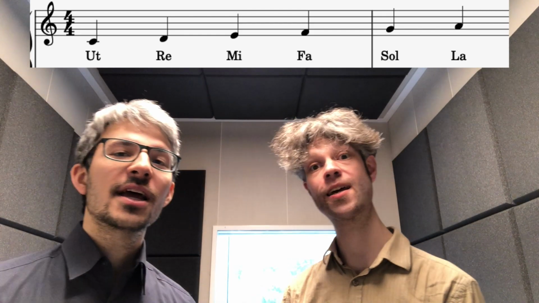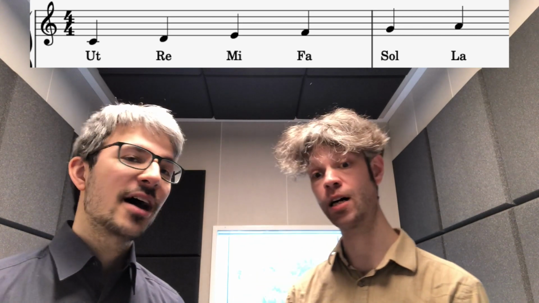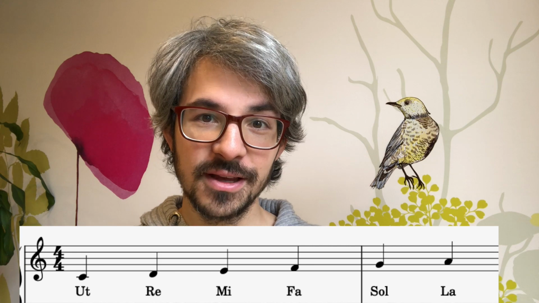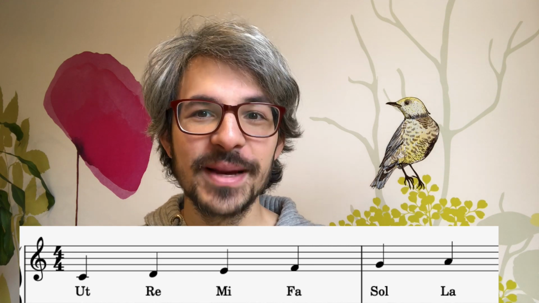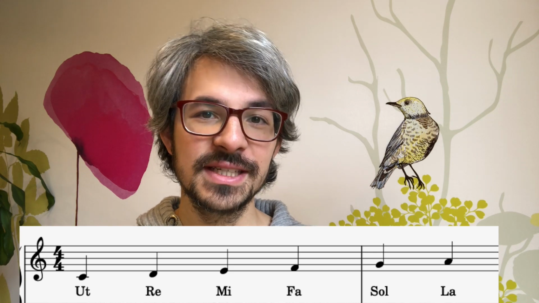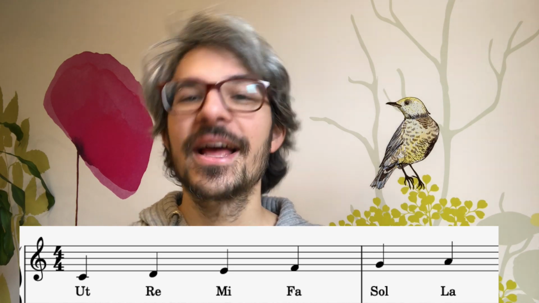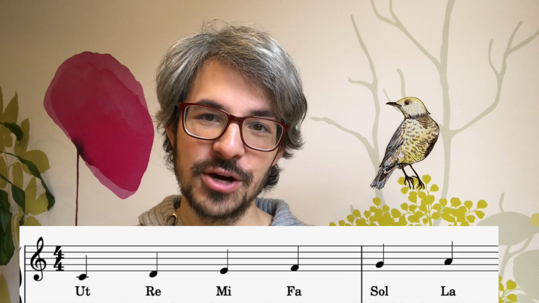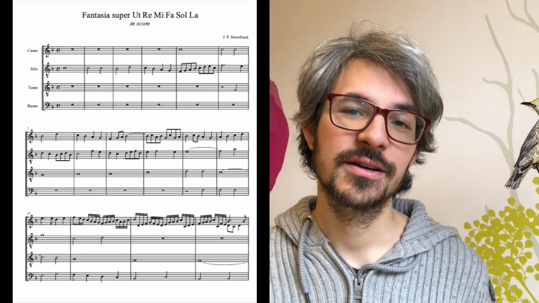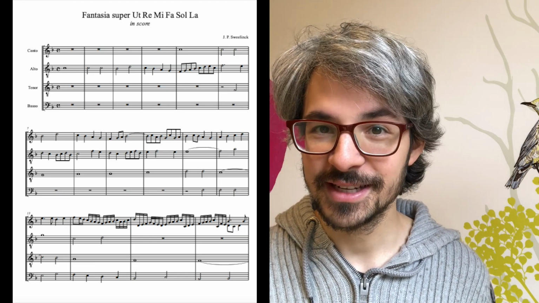Ut, re, mi, fa, sol, la. You just heard the hexachord. It is basically like do, re, mi, but with the final two syllables ti and do left out, and then ut instead of do. It was a basic ingredient of musical education in medieval and Renaissance times, and even a building block for many compositions, like by Frescobaldi and Sweelinck.